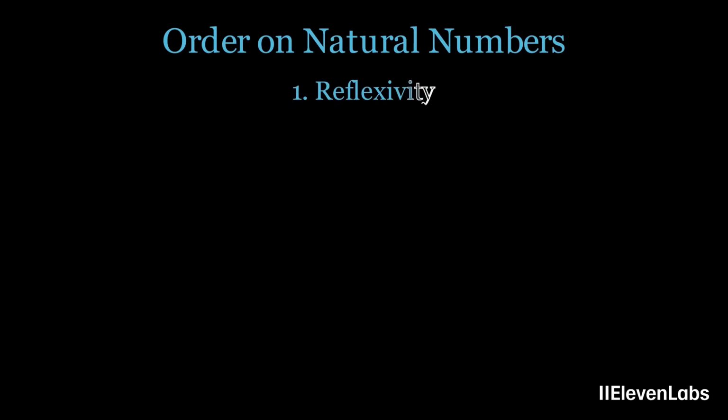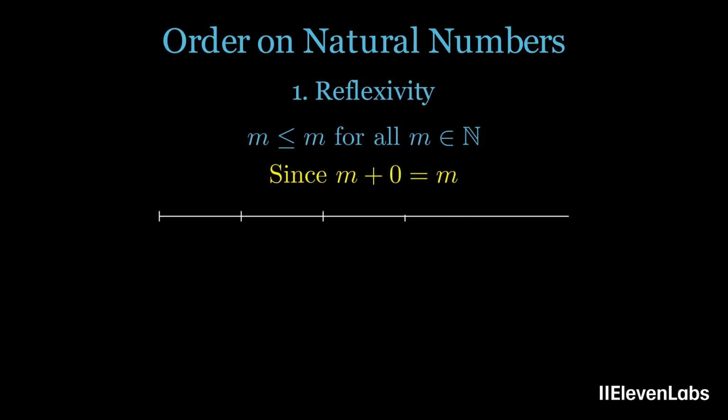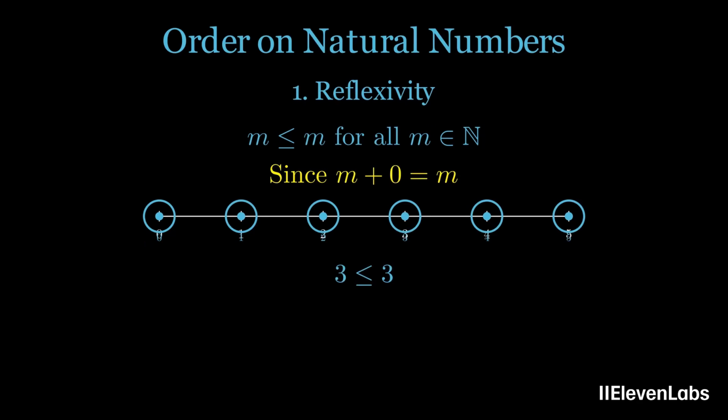Next, we talk about the reflexive property. This means every natural number m is less than or equal to m. It is obvious from the definition, because m plus 0 equals m for every natural number m.